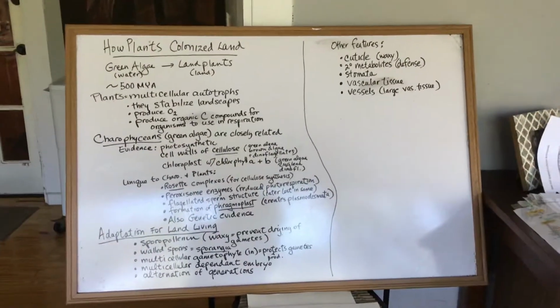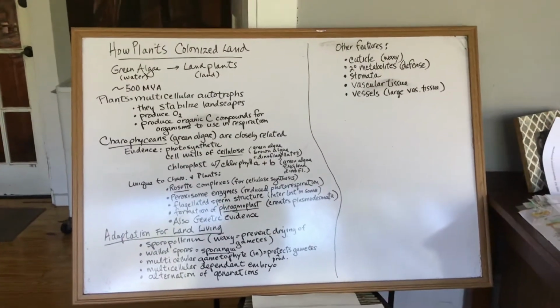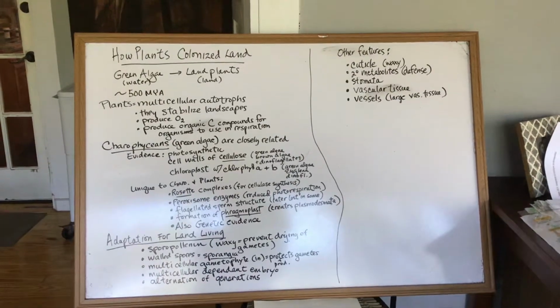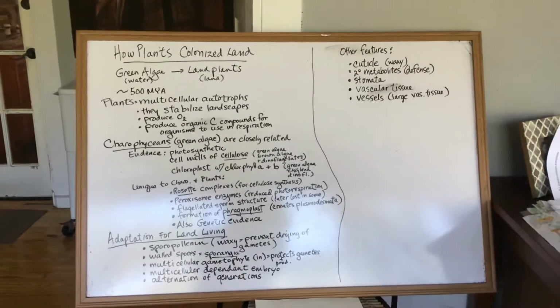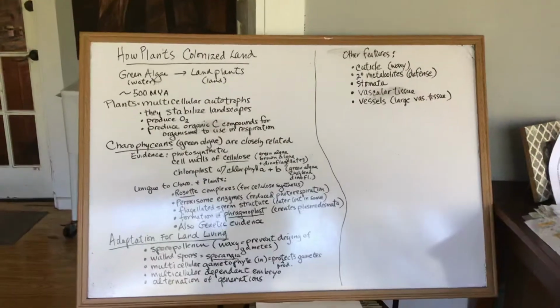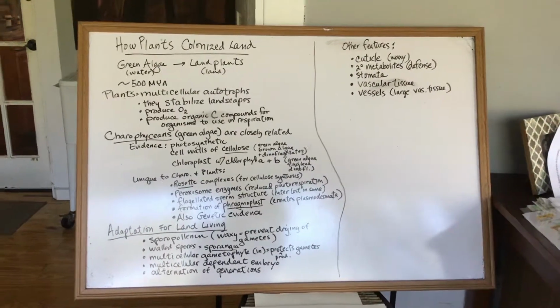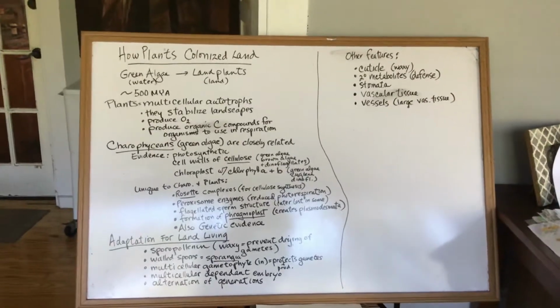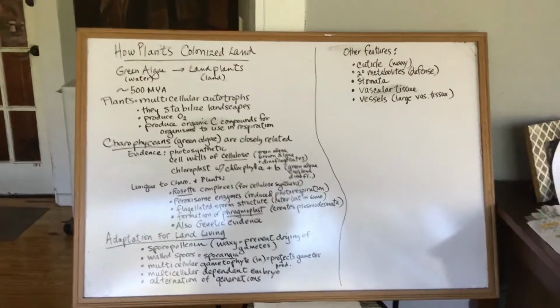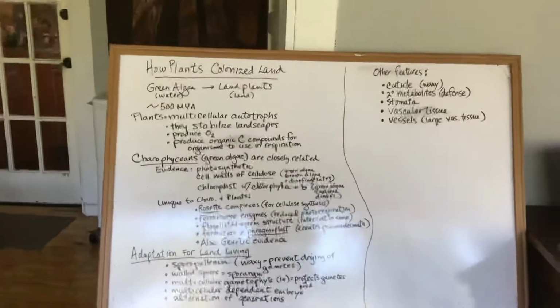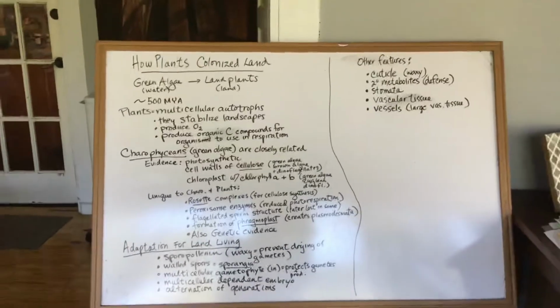Land plants, of course, are on land, not in water, and so they have the problem of drying out. The movement of organisms to land happened about 500 million years ago. So plants are multicellular heterotrophs. I'm sorry, autotrophs. I said that incorrectly.